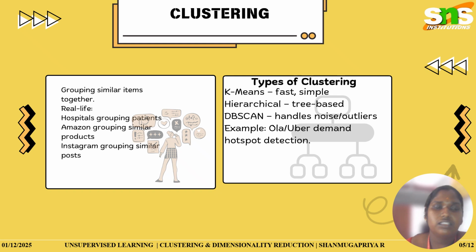Next is clustering. Clustering is also unsupervised learning. It's a grouping of similar items. Real-time examples are hospitals grouping patients, Amazon grouping similar products, and Instagram grouping similar courses. It all comes under clustering. What are the types of clustering? K-means clustering, hierarchical clustering, and DBSCAN are each examples of clustering. We will see them in brief.